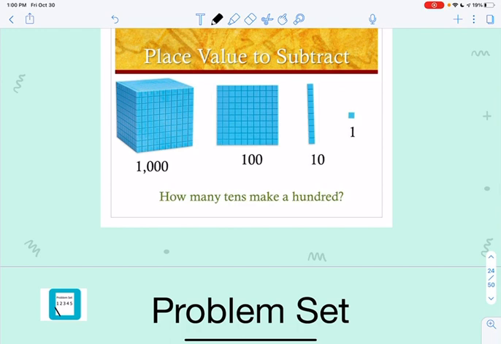Now my question is, how many tens make 100? How many of these do we need to make this? Well, I guess I'll start off with, how many ones do you need to make 10? You need 10 ones. How many tens do you need to make 100? You need 10 tens. How many hundreds do you need to make 1,000? You need 10 hundreds. This is because we run off of something called base 10. So base 10, every time you go up one zero, you always need 10 of the previous one.